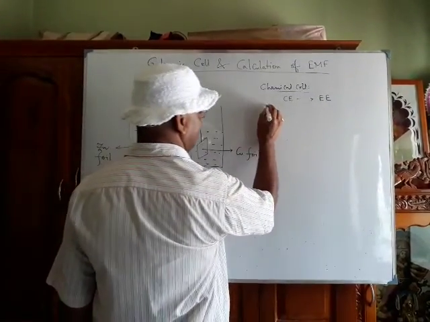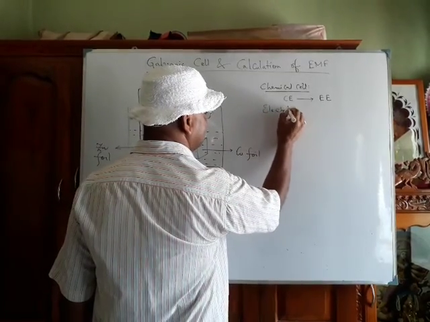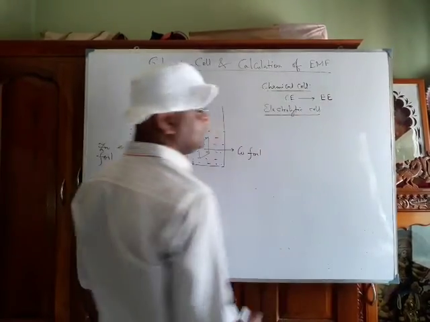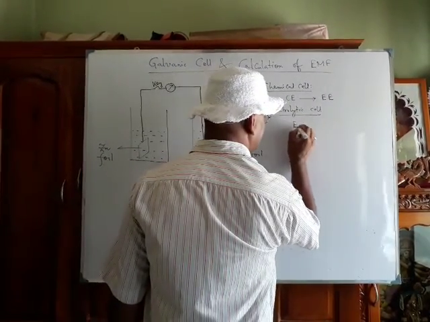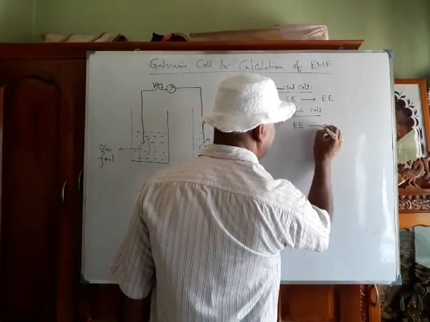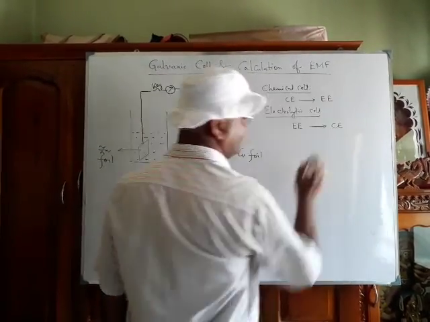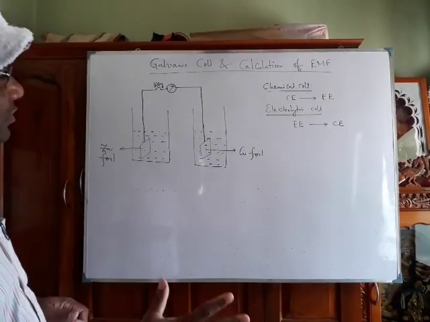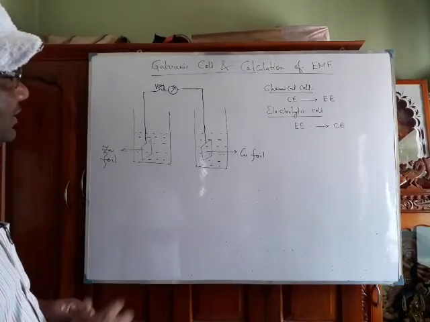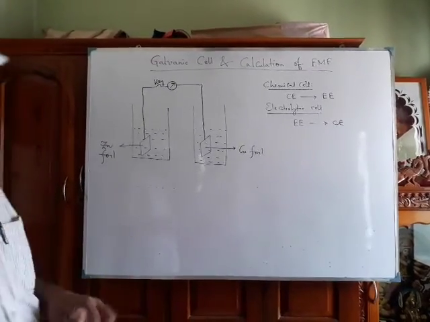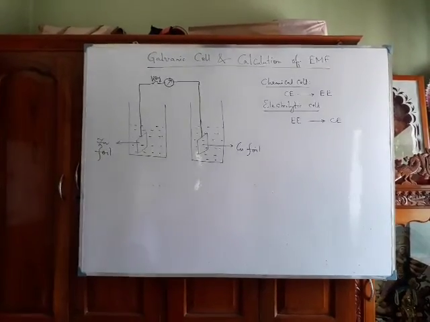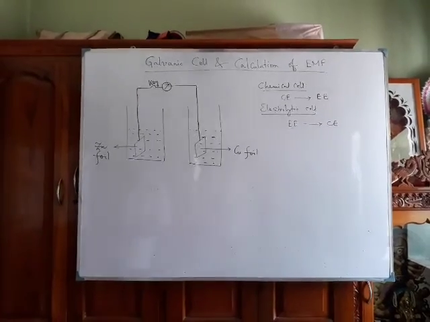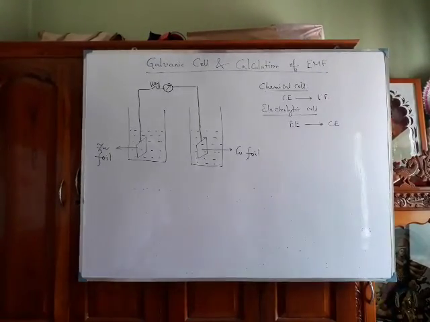On the other hand, remember, electrolytic cell means the cell where electrical energy is converted into chemical energy. For example, the cell where electrolysis of, say, water or any other electrolyte is done, that is called an electrolytic cell.